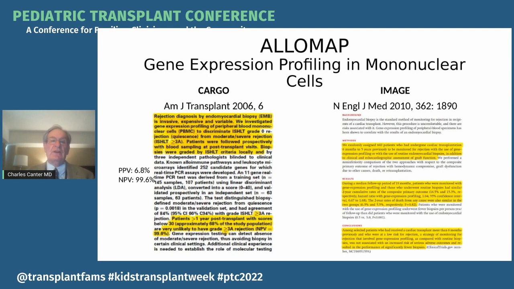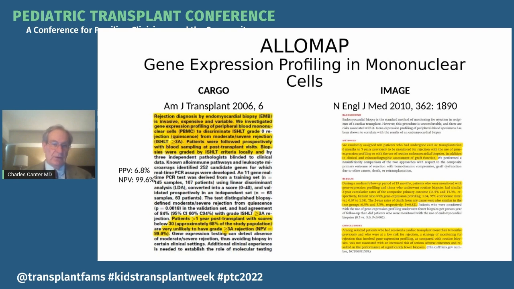So they measure gene expression profiling in mononuclear cells or lymphocytes. They are actually the executors of the immune process. And there were two main randomized trials in adults that were done, as you can see now, 15 years ago. And what they found was that they could diagnose the absence of cellular rejection with a negative predictive value of 99% in the CARGO study.